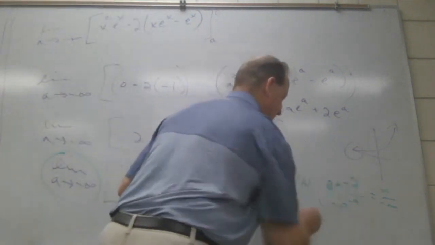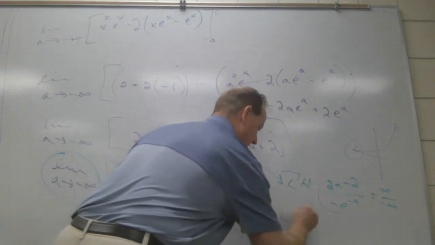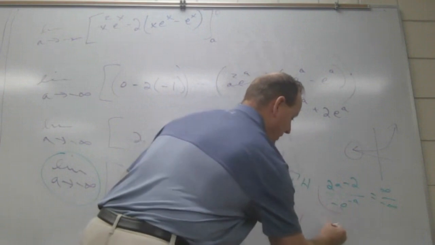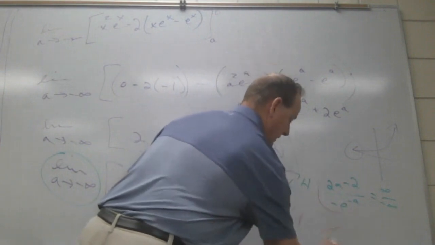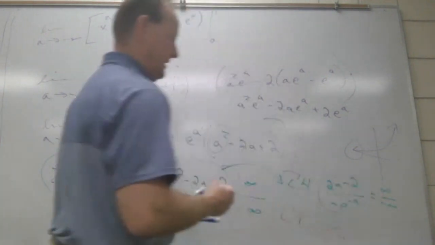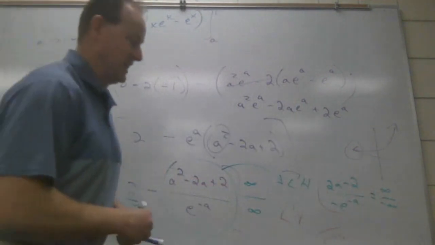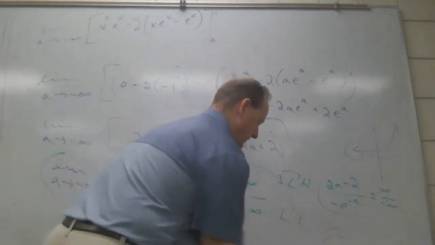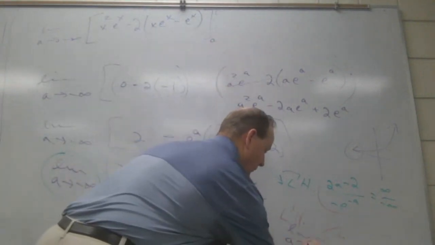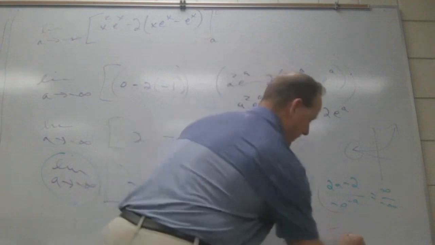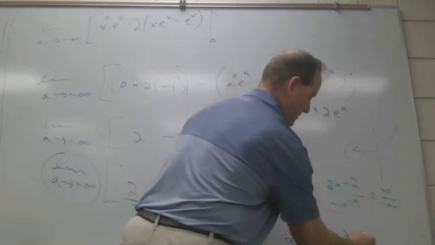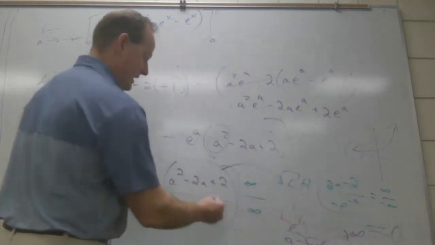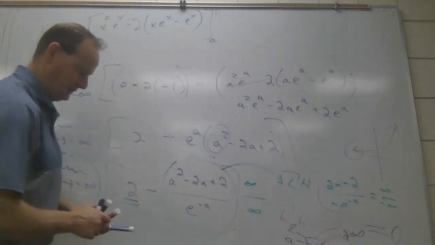So we're going to use L'Hopital's again on this thing. If I do L'Hopital's again, what do I get? 2 over e to the minus a, because the derivative of minus e to the minus a is just e to the minus a. And now if I take the limit as a goes to negative infinity, what do I get here? That goes to infinity. So 2 over infinity goes to 0 for this part. So this part right here is 0.